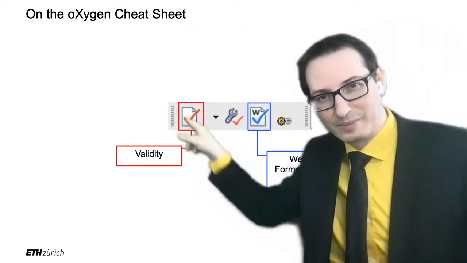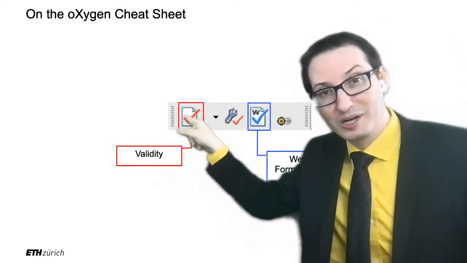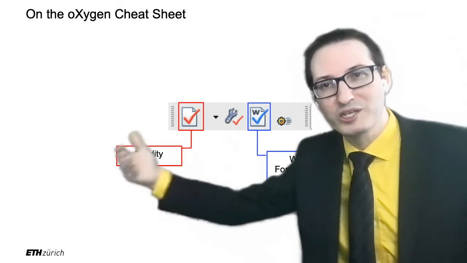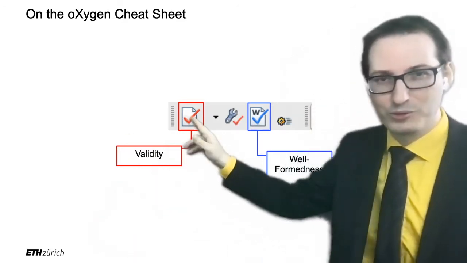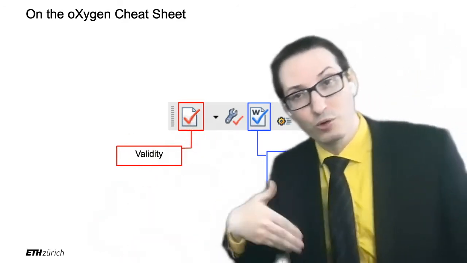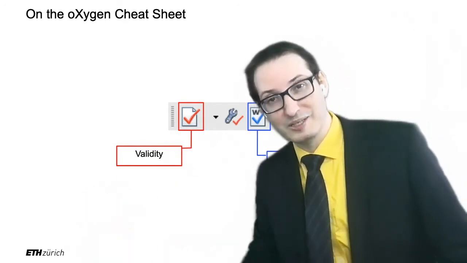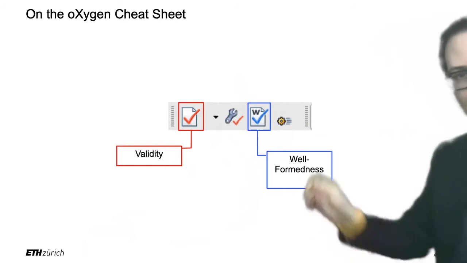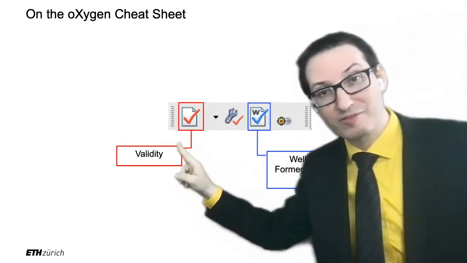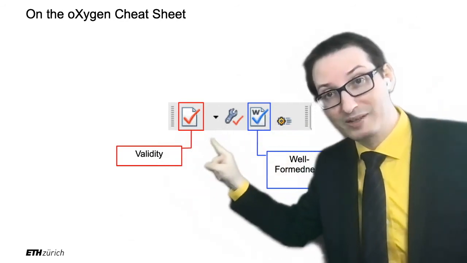And the red one is for validity. So if you click here, then it will ask you which schema you want to use, of course, and if you supply a schema, then it will tell you yes or no, the document is valid, or if it's invalid, then you will get the validity errors. Okay. So blue for well-formedness, red for validity, and please try it out.